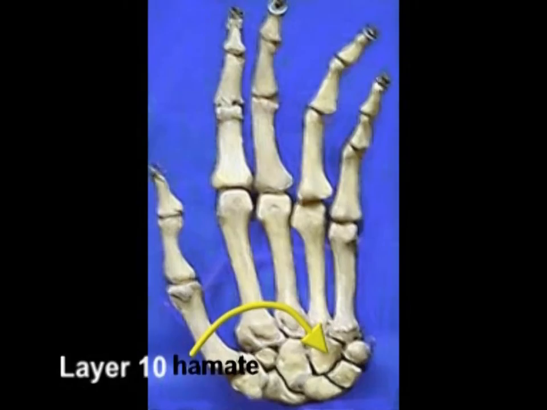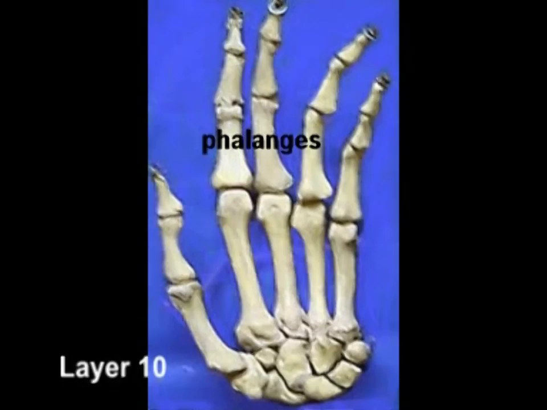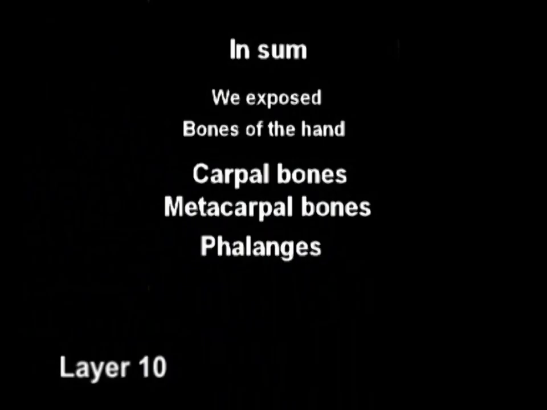The metacarpals are 5 in number. Metacarpal 1 is for the thumb. Metacarpal 2 is for the index finger. Metacarpal 3 is for the middle finger. Metacarpal 4 is for the ring finger. And metacarpal 5 is for the little finger. The phalanges are 14 in number: proximal, middle, and distal for the 4 medial digits, with only proximal and distal for the thumb. In sum, we have exposed the bones of the hand, which includes the carpal bones, the metacarpal bones, and the phalanges.